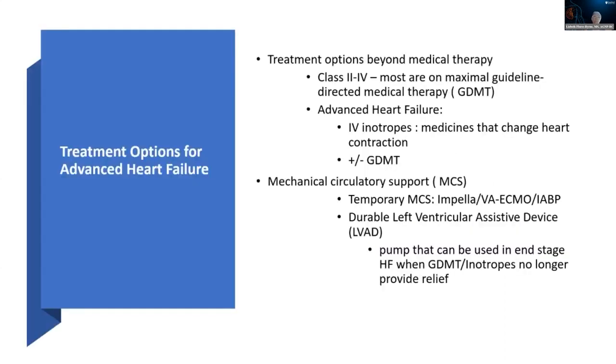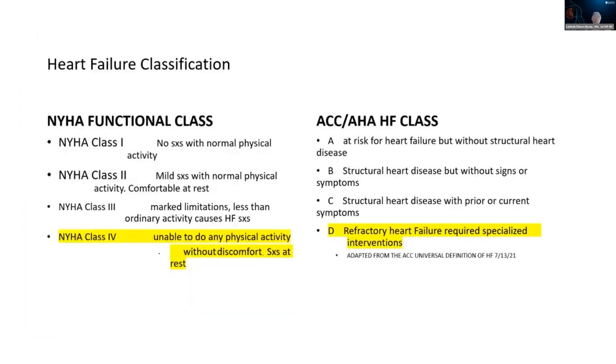The ACC and AHA heart failure classes are A through D. In A, they are at risk for heart failure, but they do not have structural heart disease. Class B, they have structural heart disease, but without signs or symptoms. Class C, they have structural heart disease with prior or current symptoms. In Class D, they have refractory heart failure requiring specialized interventions, and these are the patients that we'll be discussing here.